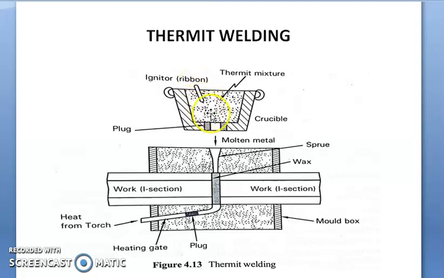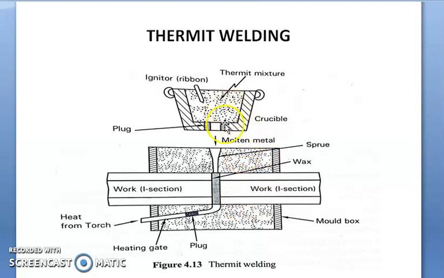When the ignition temperature reaches about 1200 degrees Celsius, the reaction starts, producing molten iron and slag and releasing a large amount of heat, and that flow comes into the gap between the two workpieces. After solidification, the joining of the two workpieces takes place. If you want to fix large size pipes, we can use this type of welding process. Pipes of around 20 to 30 inch diameter we can easily weld.